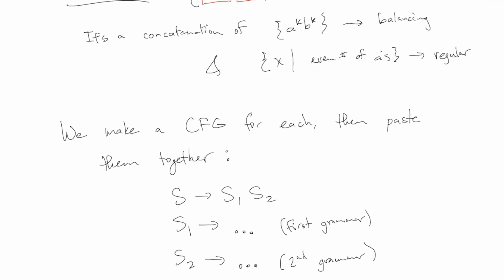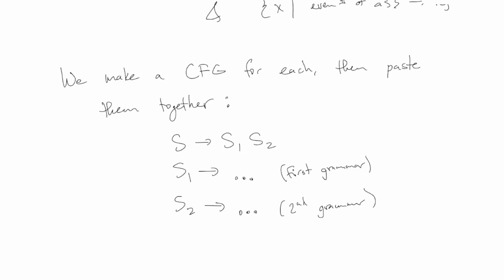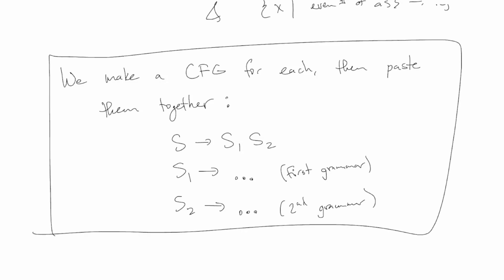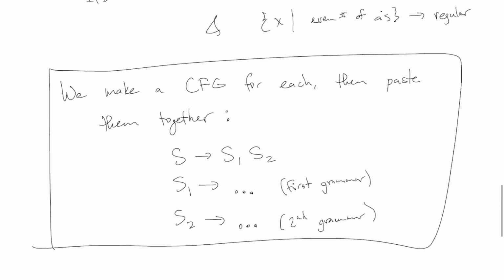All right? So let's see if we can, and this, I suppose you should memorize this. I mean, it's not that complicated, but this is the trick that you do in order to combine two grammars together as a concatenation. All right? So let's see if we can do it in our example up here.